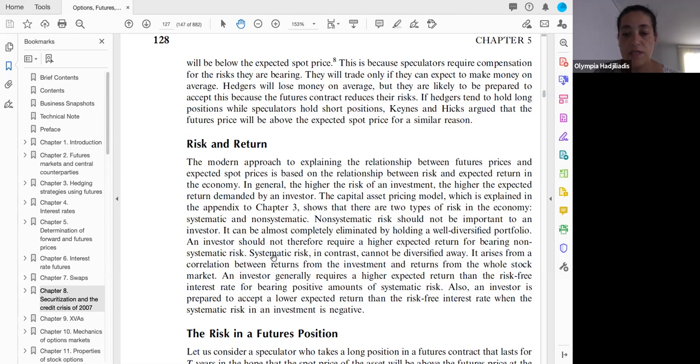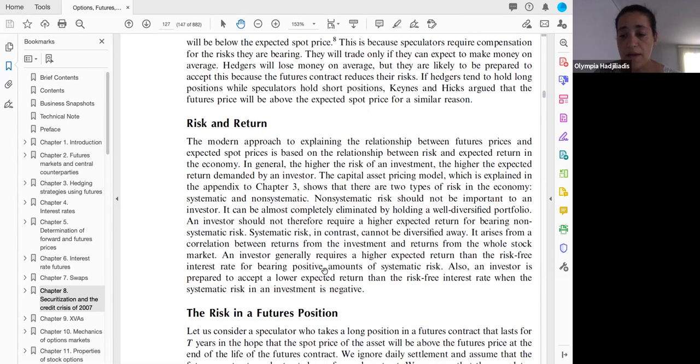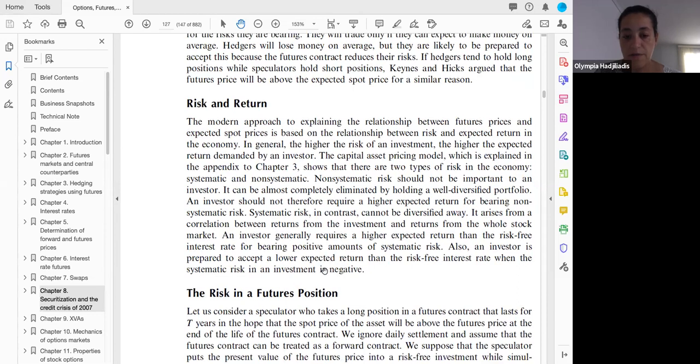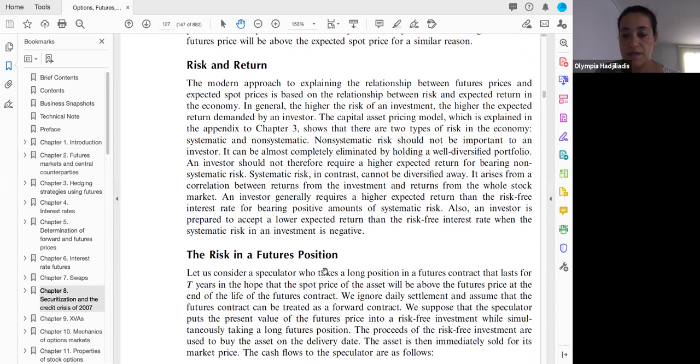Systematic risk, in contrast, cannot be diversified away. It arises from a correlation between returns from the investment and returns from the whole stock market. An investor generally requires a higher expected return than the risk-free interest rate for bearing positive amounts of systematic risk. Also, an investor is prepared to accept a lower expected return than the risk-free interest rate when the systematic risk in an investment is negative.